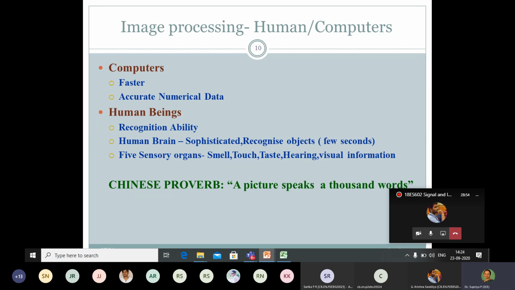And most of us accept that a picture speaks 1,000 words. As a result, if we have an image, that could tell a lot about what situation is existing or what problem is going to be there.